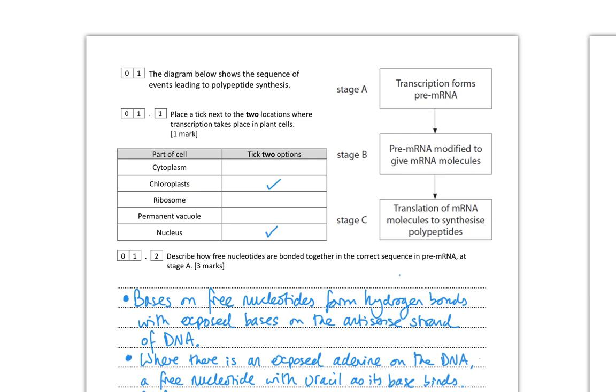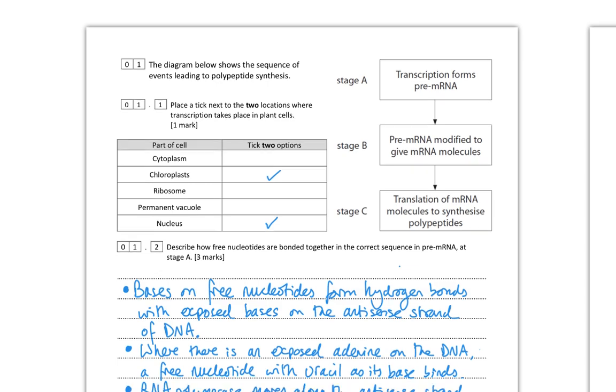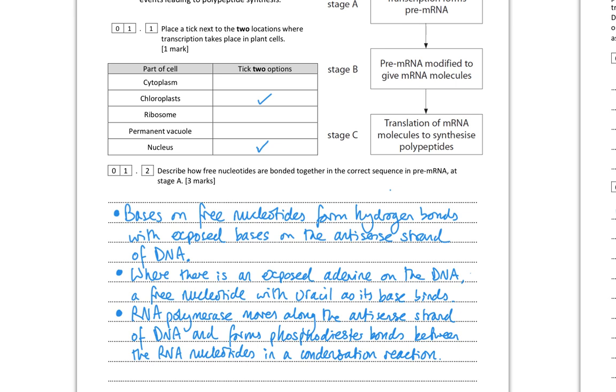Chloroplasts have DNA and therefore they also have ribosomes, 70S ribosomes, so transcription and translation will occur in chloroplasts, and obviously transcription occurs in the nucleus of a cell. So that's just knowledge based, or you can get it by elimination. You just say two locations, so it's definitely not cytoplasm, because that's where translation occurs. Ribosomes, it's where translation occurs, and permanent vacuole has nothing to do with it.